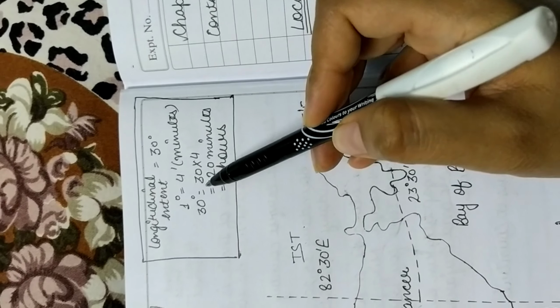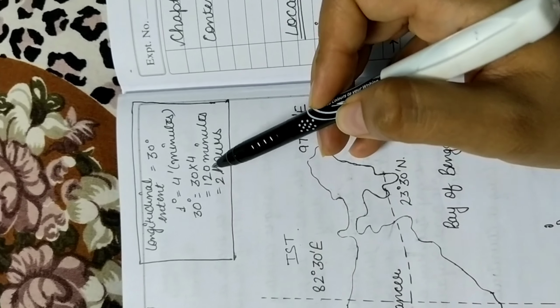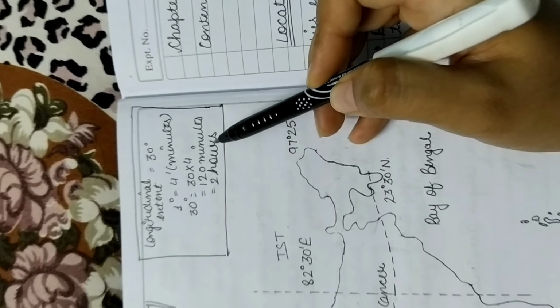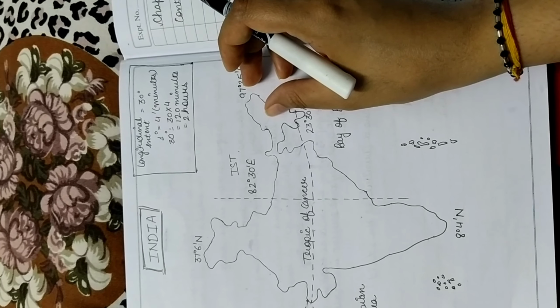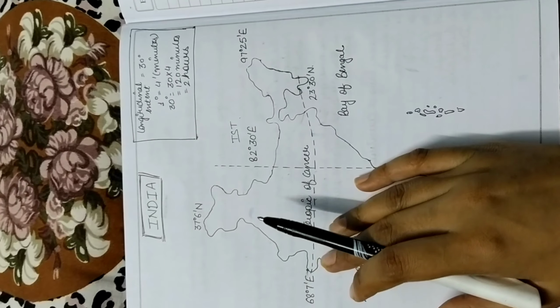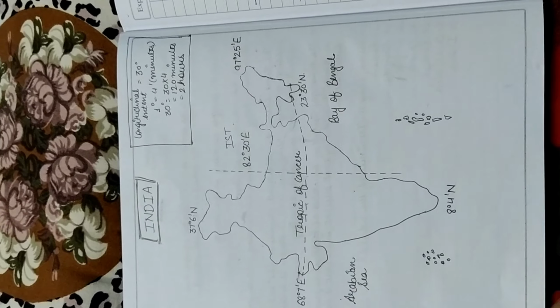So 30 degrees is equivalent to 120 minutes, that is 2 hours. So that is why the sun rises 2 hours earlier in Arunachal Pradesh, which is in the east, as compared to Gujarat, which is in the west.